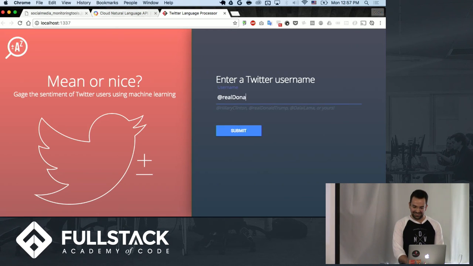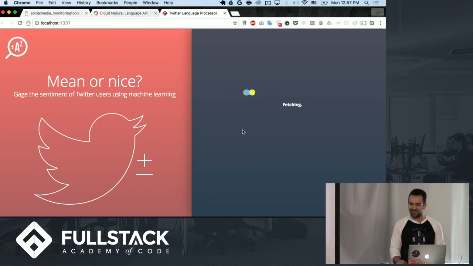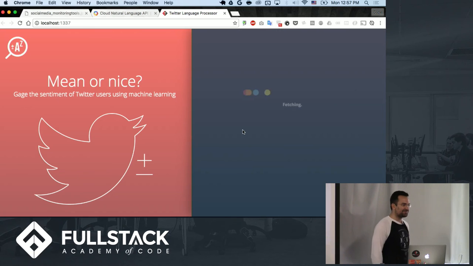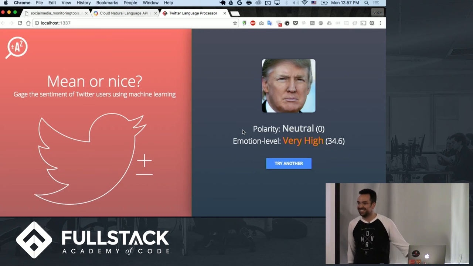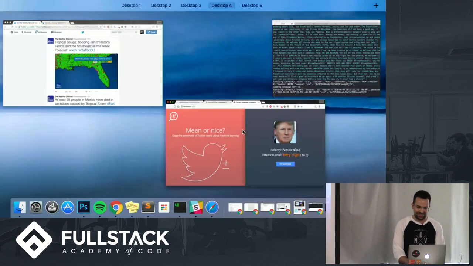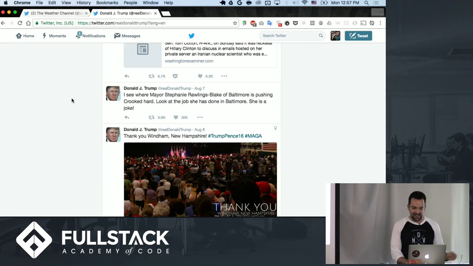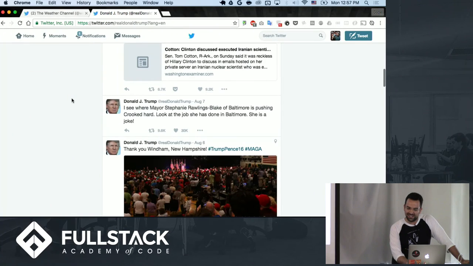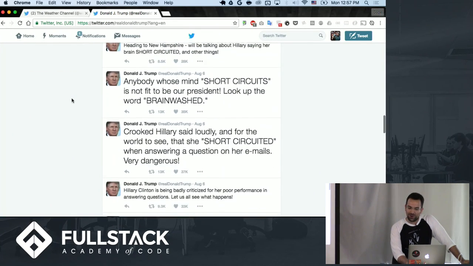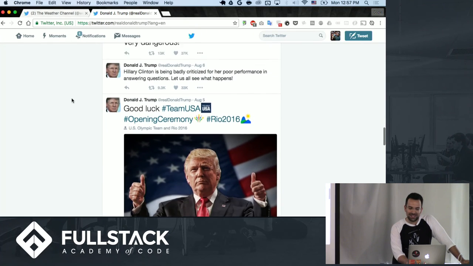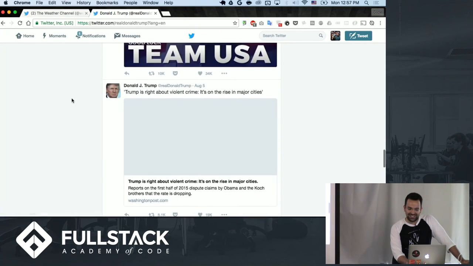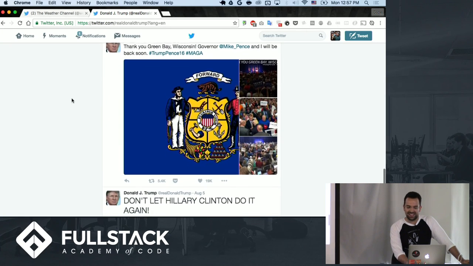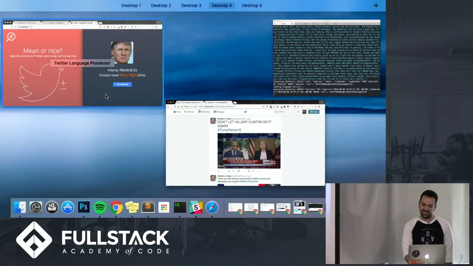But the Donald, what could we guess is going on with the Donald? He's neutral. His sentiment analysis is neutral at an extremely high emotional level, higher than I've ever seen. Again, there's something wrong with Google here. Well, if you check out Donald Trump's feed, he has an enormous amount of polarity in the positive and in the negative, calling Hillary Clinton a crook, but also using words like great and make America great again. Thank you, Green Bay. So it actually makes quite a lot of sense.